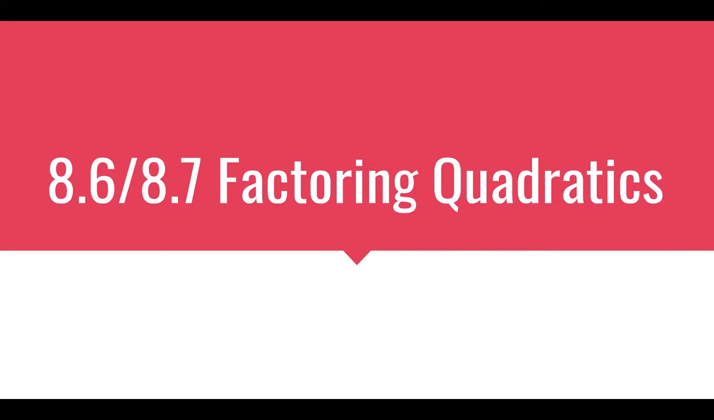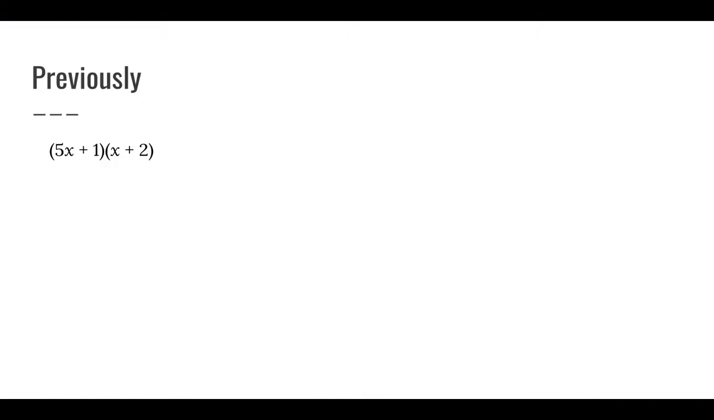In the last video, we started factoring polynomials. Today, we're going to focus on a particular type of polynomial called a quadratic, and we're going to factor them apart. So previously, what we learned about multiplying out was that we used the FOIL method. We go through first, outer, inner, and the last terms. We'd combine our like terms, and we'd get this polynomial that says 5x squared plus 11x plus 2.